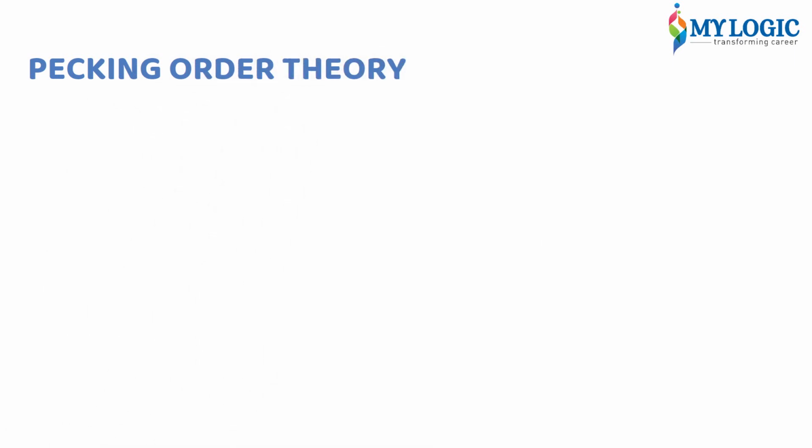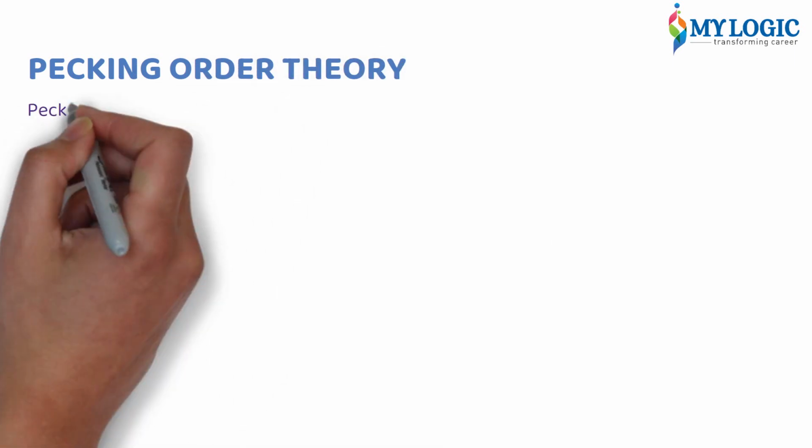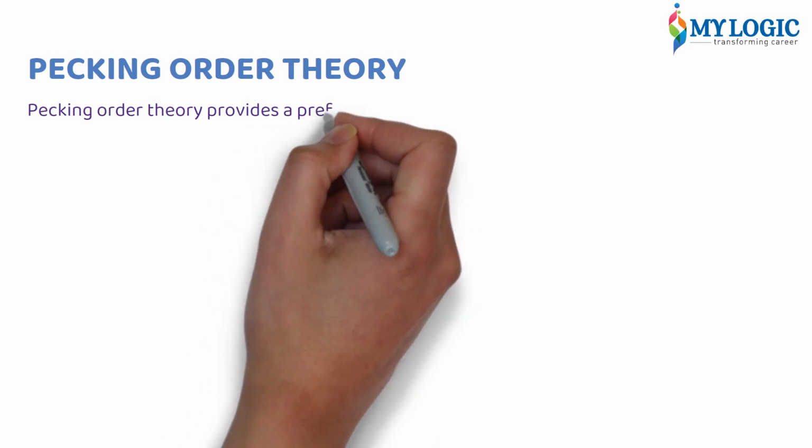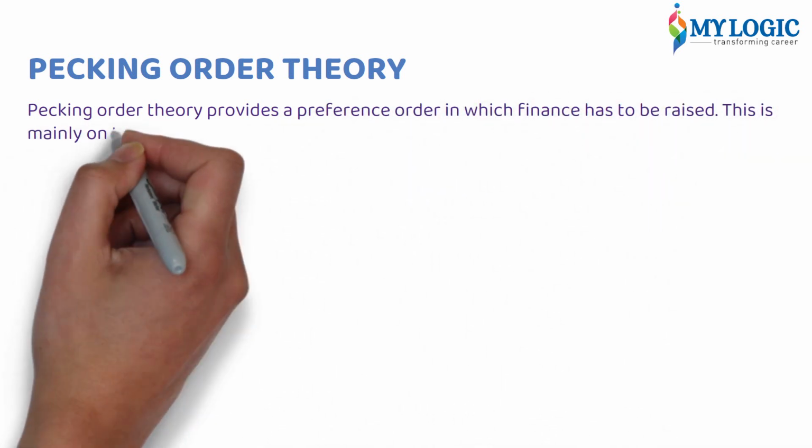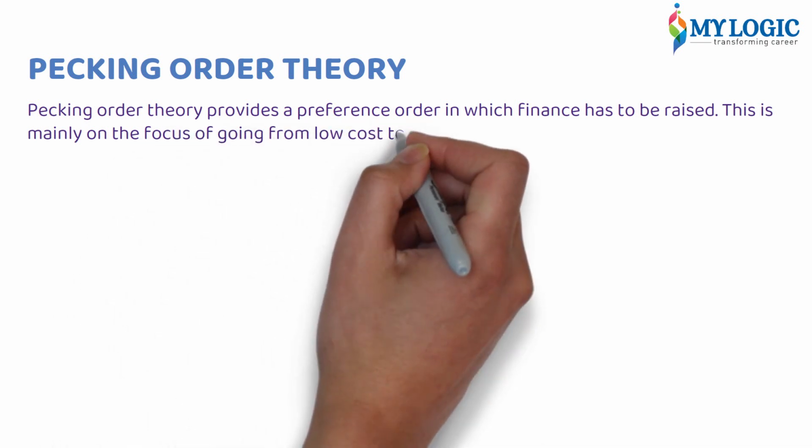Pecking order theory. Pecking order theory provides a preference order in which finance has to be raised. This is mainly on the focus of going from low cost to high cost.